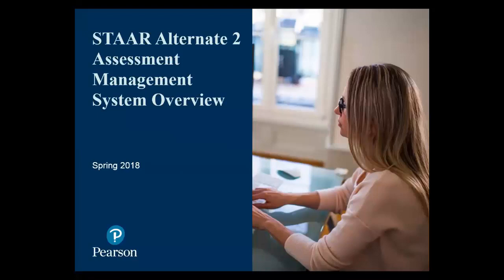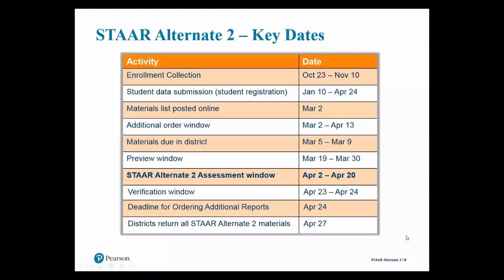This training is going to cover those different tasks that have to be completed in the assessment management system in Pearson Access Next. So we'll start by looking at those key dates for STAAR Alternate 2. Even though this deadline is passed, I do want to talk about the enrollment collection, which occurred October 23rd through November 10th. Now that was the time frame where you had to enter the counts for all of the students who would be testing for STAAR Alternate 2, and that determines the number of test materials that are sent out to your campuses. So that was the enrollment collection.